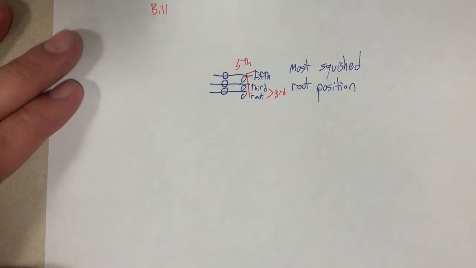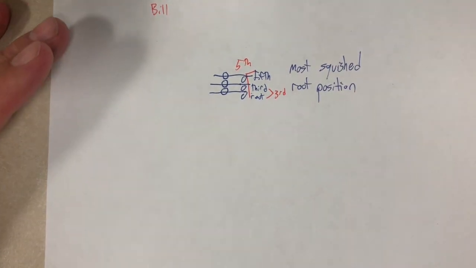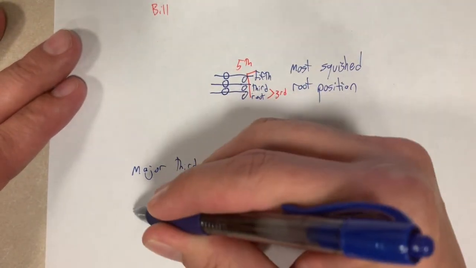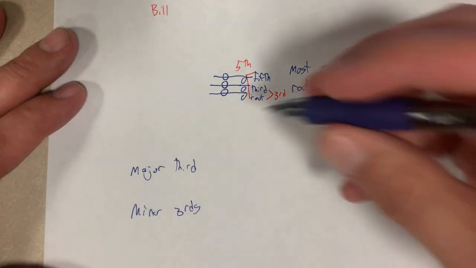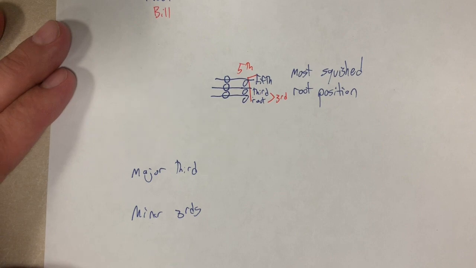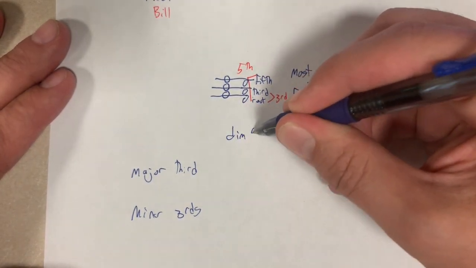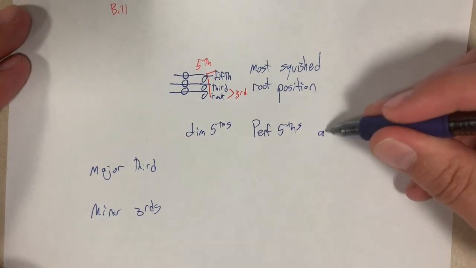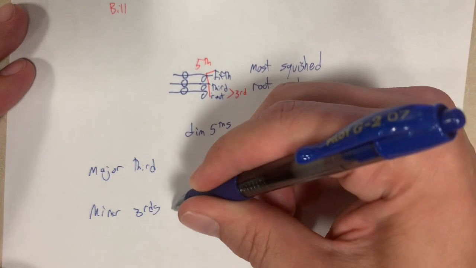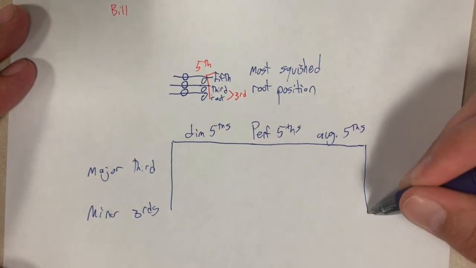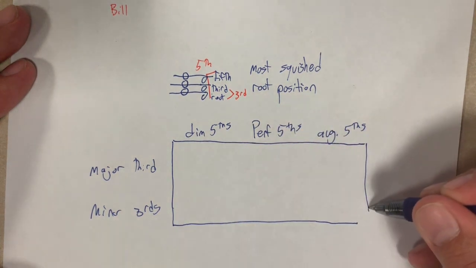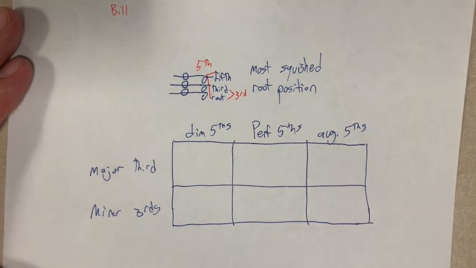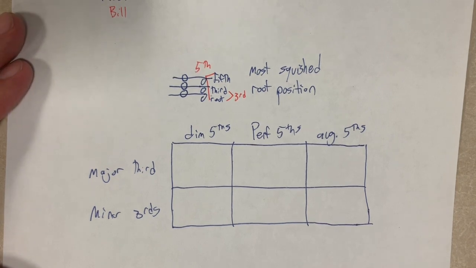But let's look at it. If you remember from our bazillion talks about intervals, there's 2 kinds of thirds. We have major thirds and we have minor thirds. And you might also remember that there's 3 kinds of fifths. There's diminished fifths, there's perfect fifths, and there are augmented fifths. A perfect fifth is exactly 7 semitones. An augmented fifth raises that 1 semitone or 1/2 step up to 8 semitones. A diminished fifth is 6 semitones.